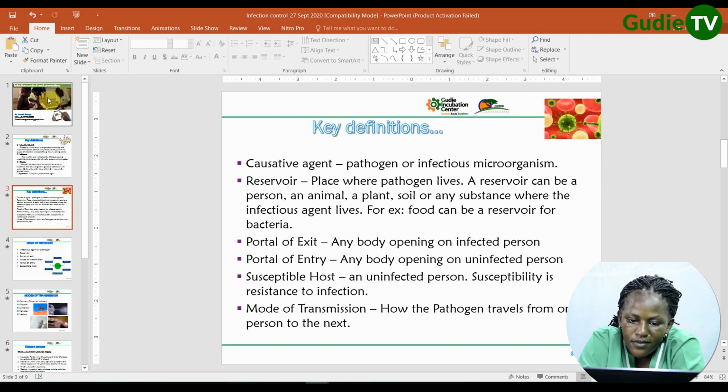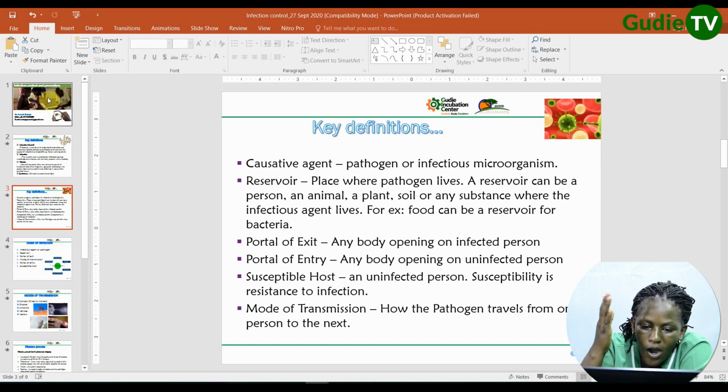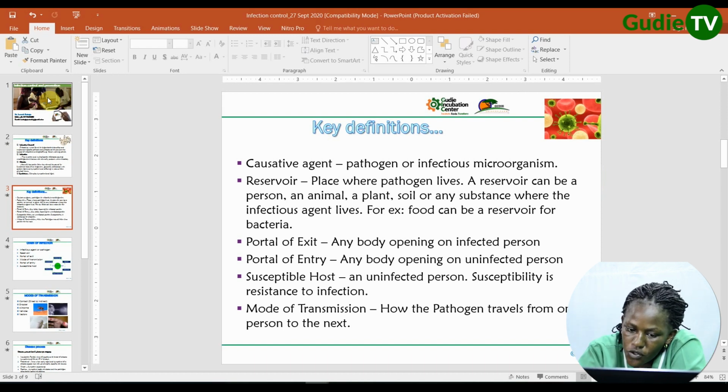So when we are getting an infection, there is that procedure, we can call it a chain: how it starts, enters your body, and the last stage. There are several of them, around 6. So we have the reservoir, the host, the port of entry, the port of exit, the mode of transmission, and the causative agent. The causative agent is anything that causes an infection.